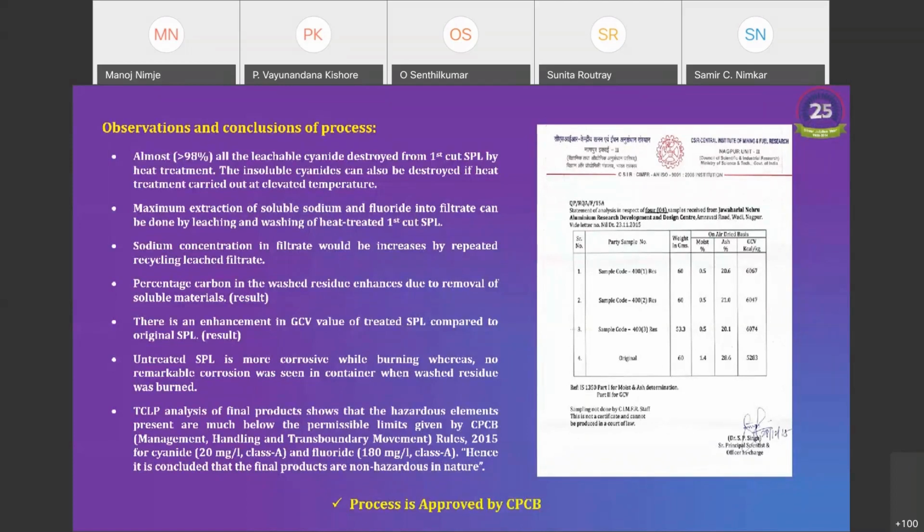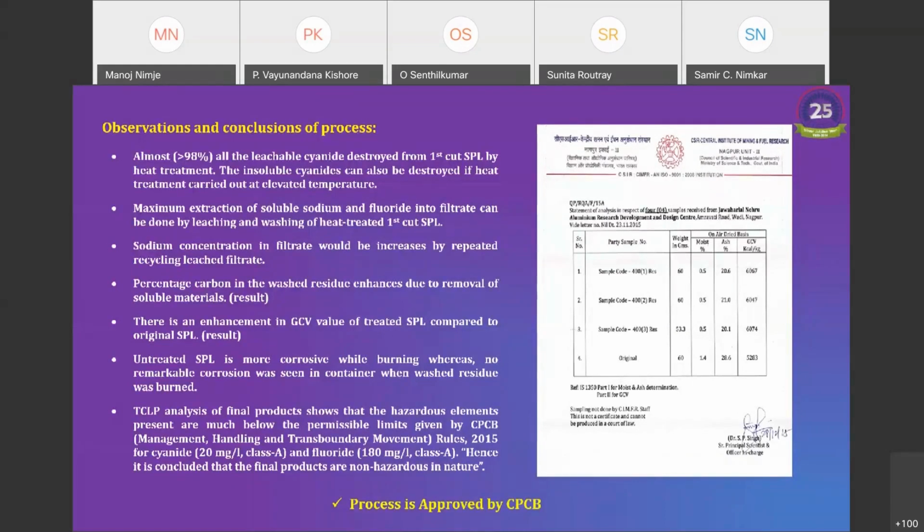The percentage carbon in the wash residue is enhanced due to the removal of the soluble material, and there is an enhancement in the gross calorific value of treated SPL compared to the original SPL, as you can see in the attached report. The gross calorific value of the original SPL is about 5,200 kilocalorie per kg, which enhances to 6,000 kilocalorie per kg.